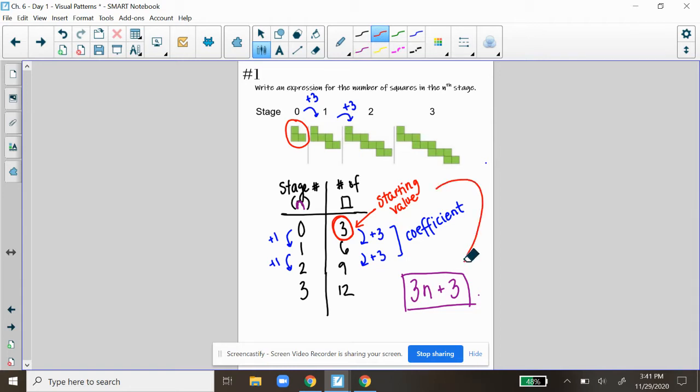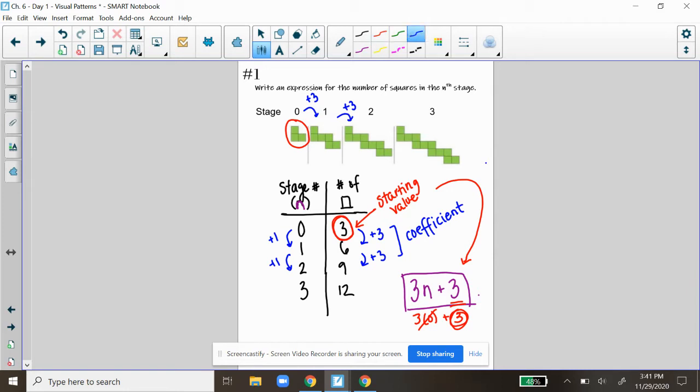The 3 here at the end is our starting value. Let's say, for instance, I wanted to know how many squares are in the 0 stage. Well, that means I would plug in 0 for n. We know 3 times 0 is 0, so this 3 right here at the end represents our starting value, which is how many squares we start with at stage 0.